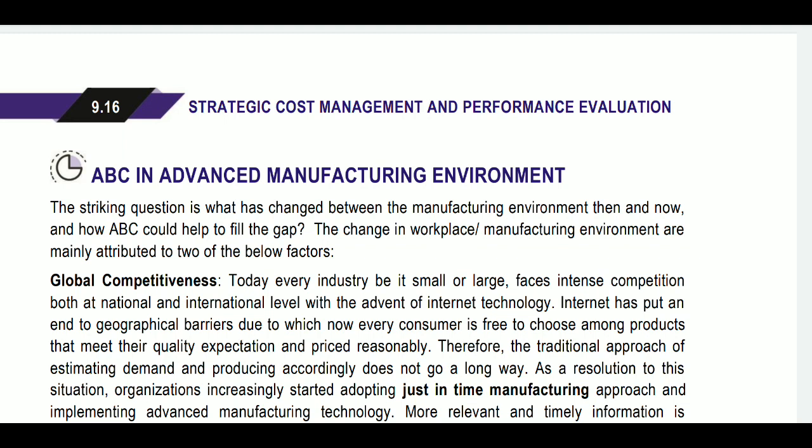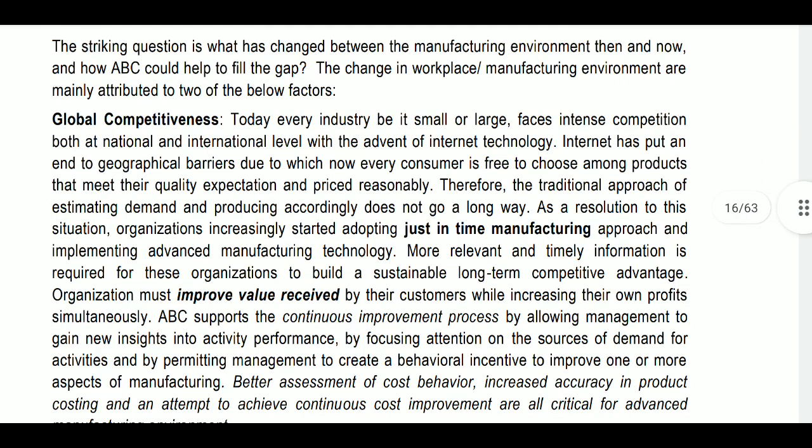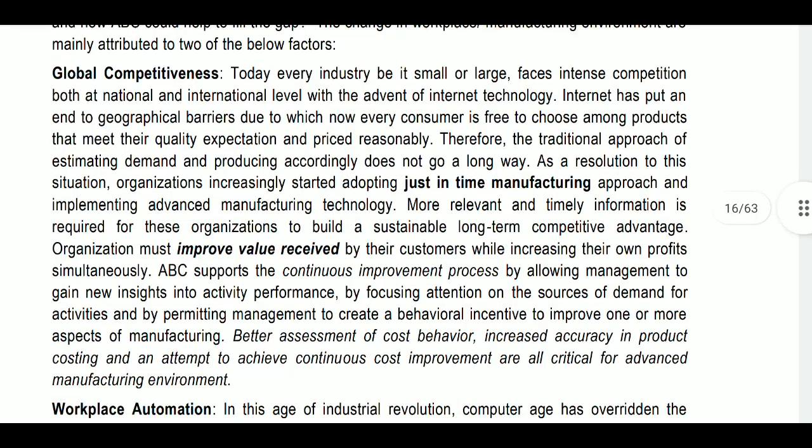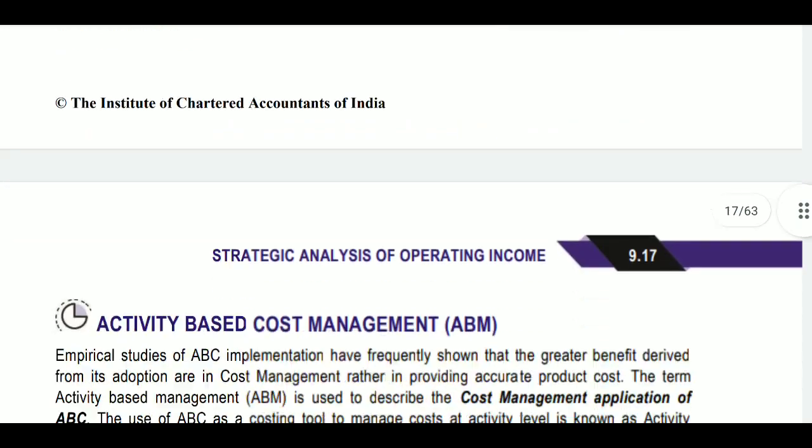Next, what is ABC in an advanced manufacturing environment? Here, in the advanced manufacturing environment, support function overhead constitutes a large share of total cost. So ABC provides more realistic and accurate product costing for this. And here we consider global competitiveness and work automation.